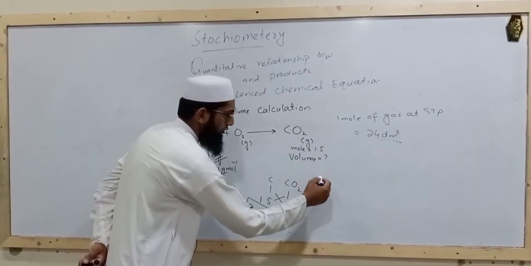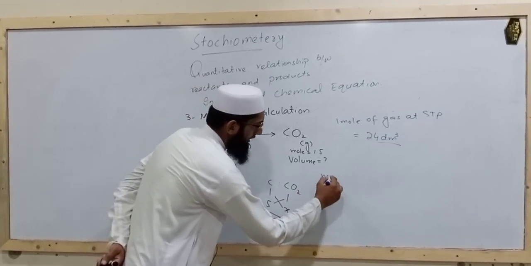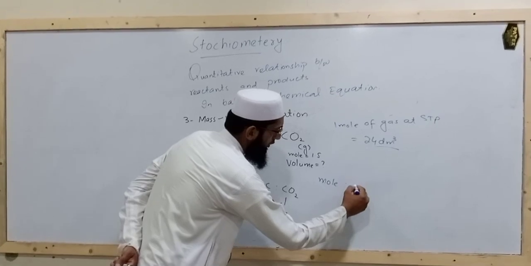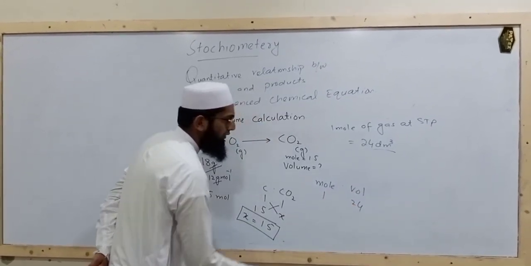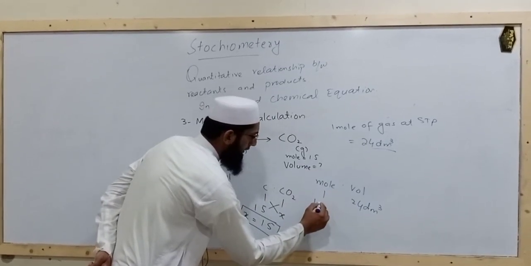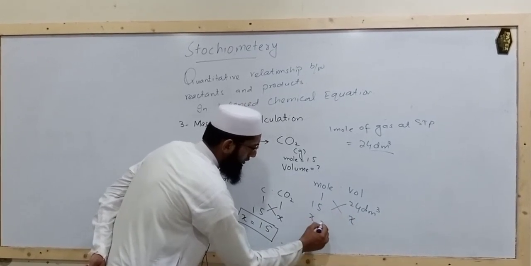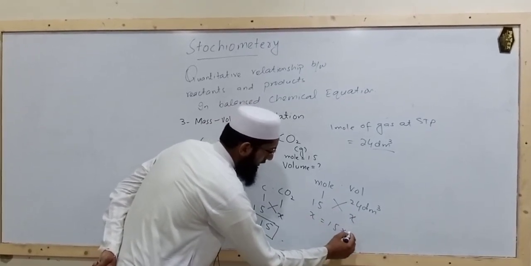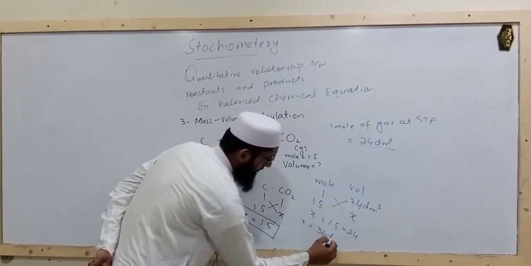Okay, so if 1 mole is equal to, means 1 mole ratio, we find mole ratio volume. If 1 mole is there, then 24 dm3 will be the volume, and if we have 1.5 mole, then what will be the volume X? So X is equal to 1.5 multiplied by 24, so we will get X is equal to 36 dm3.